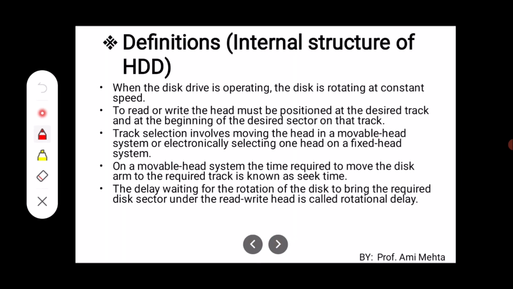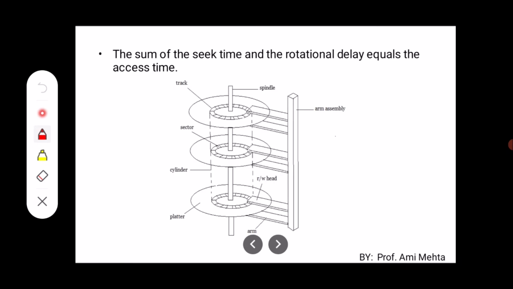So first we discuss the definition and internal structure of hard disk. When the disk drive is operating, the disk is rotating at constant speed. To read or write, the head must be positioned at the desired track and at the beginning of the desired sector on that track. So the structure of HDD is like this.